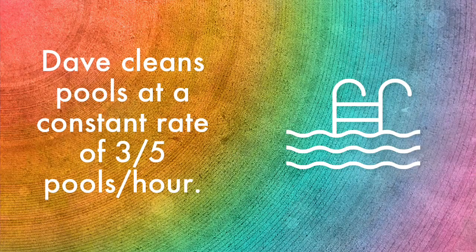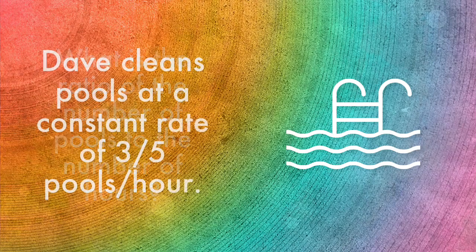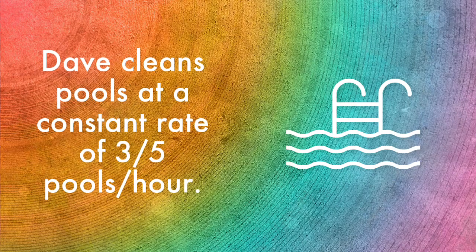So Dave, the pool cleaning guy, cleans pools at a consistent rate. What's his rate? 3/5 of a pool is cleaned every hour. What's the ratio of the number of pools to the number of hours? If we remember our data of Dave cleaning the pools at 3/5 of a pool for every hour, and we want to know what the ratio is, well, we're going to have to do the opposite of what we did before. And instead of dividing, we're going to multiply both sides by 5 so that I can get a whole number on the left side and the right side of our ratio.